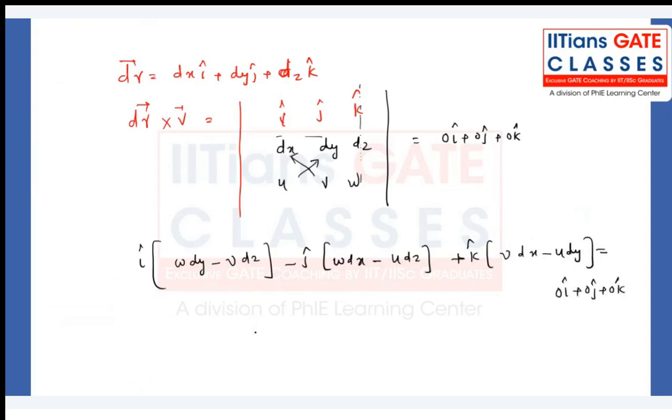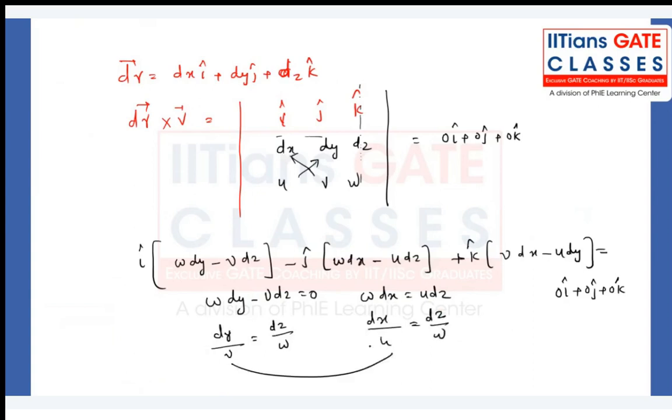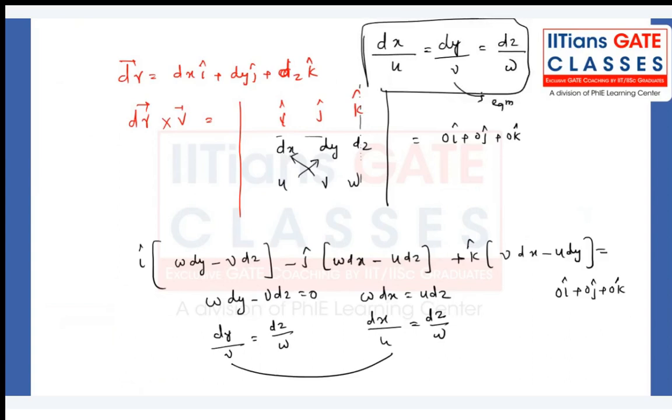So the i cap coefficient you try to equate: omega dy minus v dz equal to 0, omega dx equal to u dz. So from here dy by v is equal to dz by omega, dx by u is equal to dz by omega. Combine these two equations, you will be getting dx by u equals dy by v equals dz by omega. This is what we have as the equation of streamline. Make a note of it.